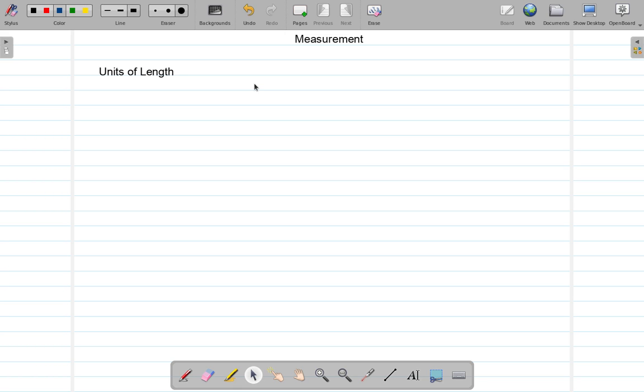Now, from ages ago, persons realized the need to do this. All right? You want to know how far one object is from another, how far you have to walk from one place to another, how far you have to cut an object, or something like that. And you needed certain standard units of length.